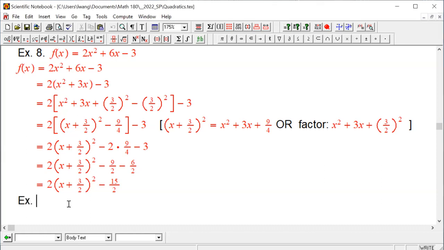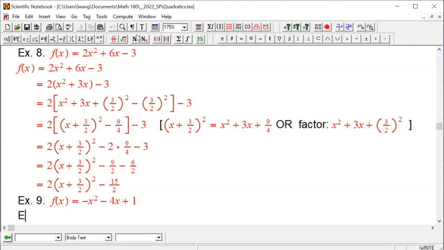I'm going to do another one with negative coefficients in front of x squared. So this one is for you to practice. Negative x squared minus 4x plus 1. Try this one to make a perfect square.